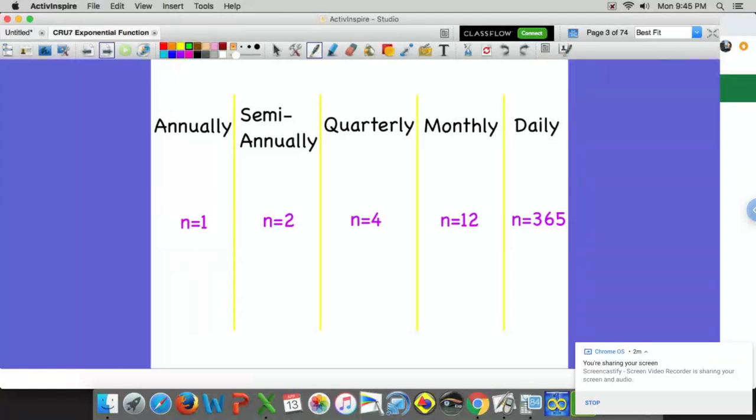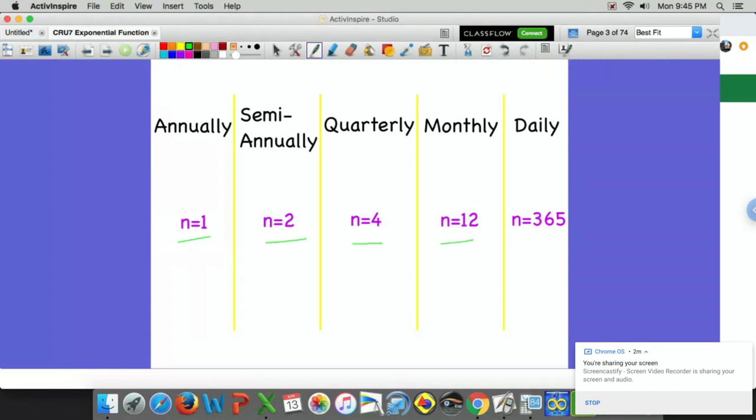So you should have also jotted down all these notes yesterday as well. So these are the different values for N. Annually just means once a year. So therefore N is going to equal 1. Then you have semi-annually. And semi means 2. So N would equal 2. You have quarterly, 4 quarters. So N would be 4. Then you have monthly. Hopefully everybody knows there are 12 months in a year. So N would be equal to 12.